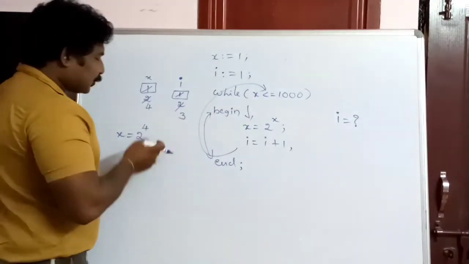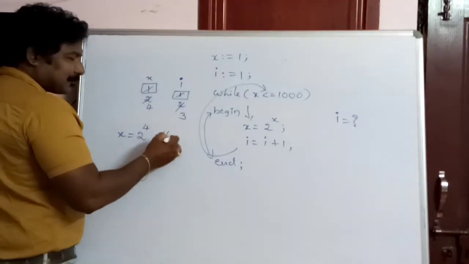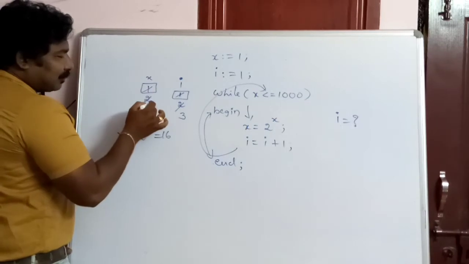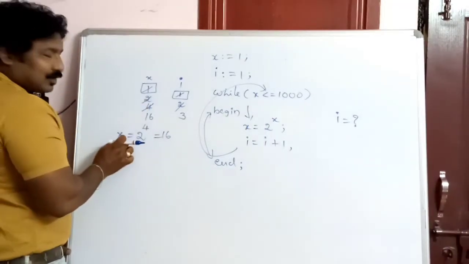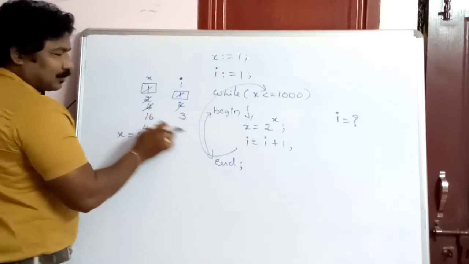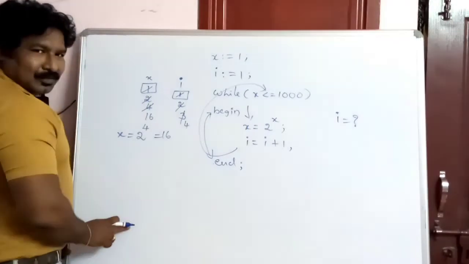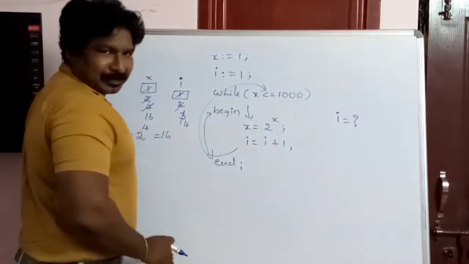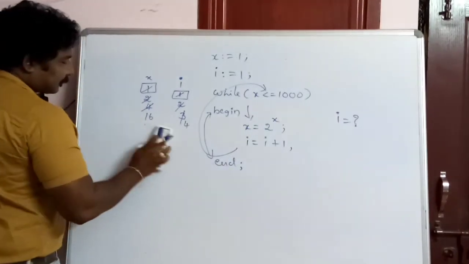Again X equals 2 power 4. Okay, friends, what do you mean by 2 power 4? 2 power 4 means 16. So my X value will be changed from 4 to 16, because this 16 is stored into X. So X will become 16 now. And I will be 3 plus 1, which means 4 now. Again I'll come back here. 16 less than or equal to 1000, which is true. And again come inside.